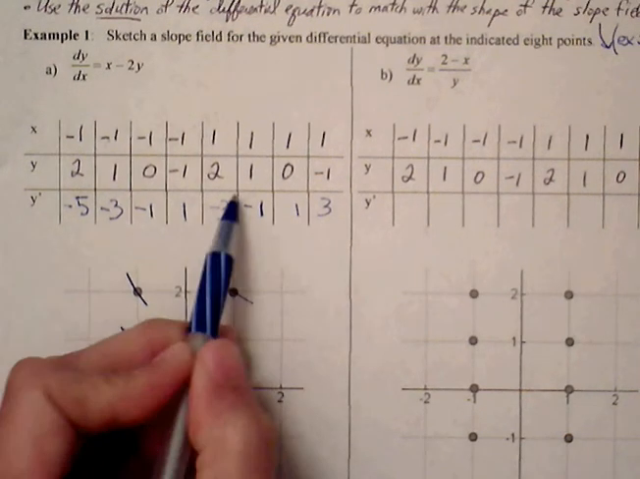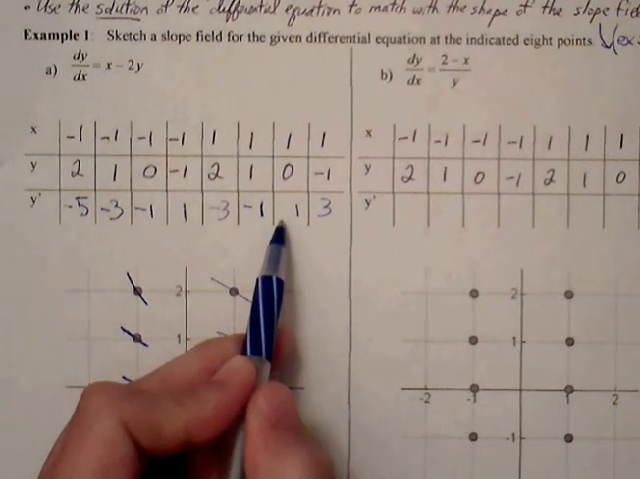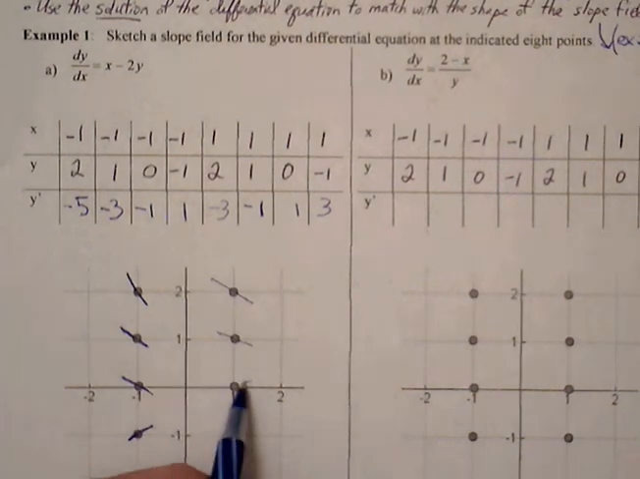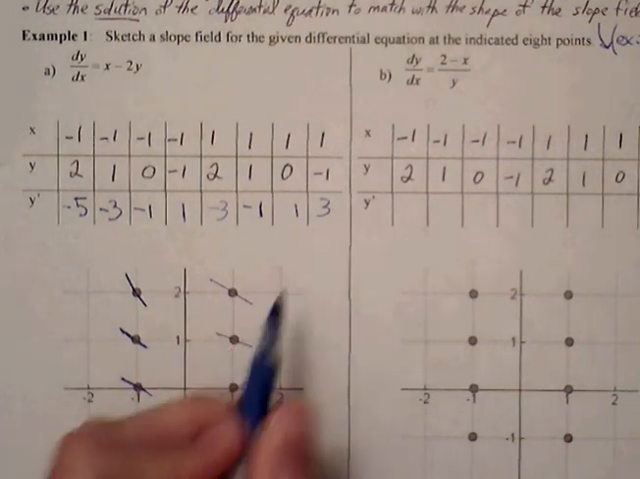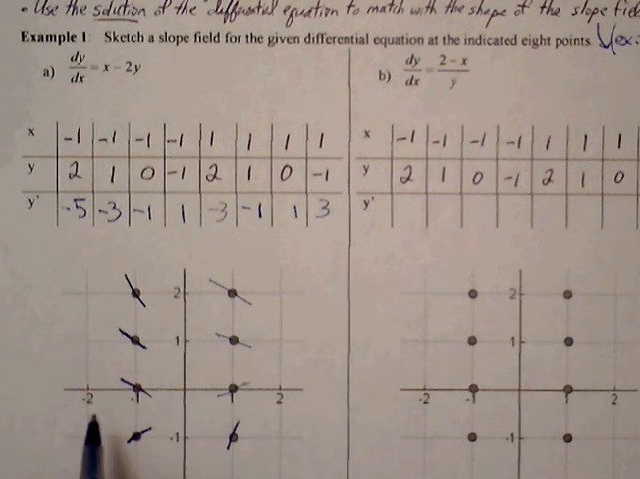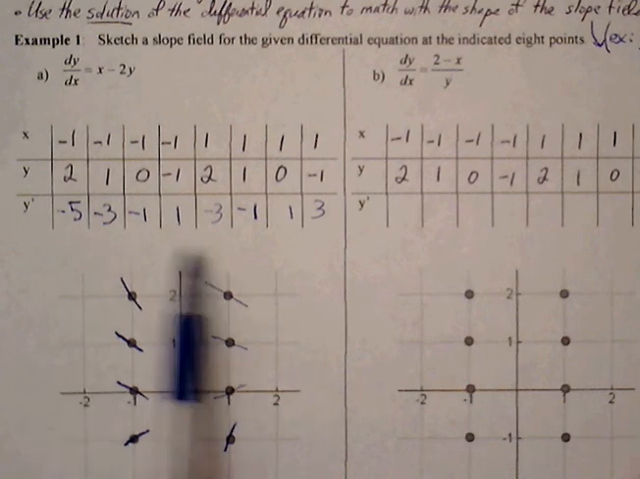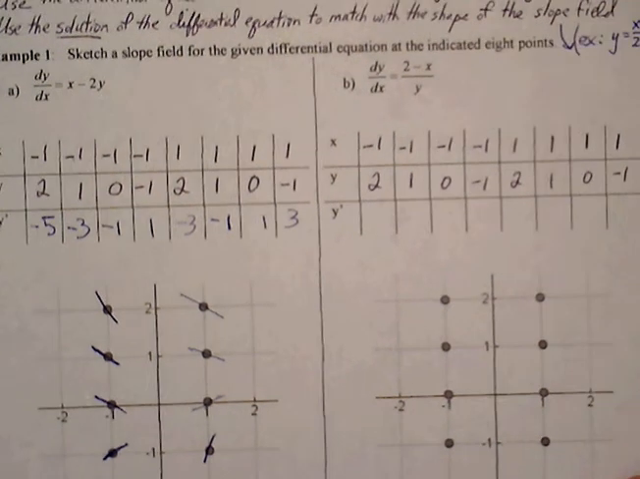At 1, 1, we'll have a negative slope of negative 1. At 1, 0, a positive slope of 1. And at 1, negative 1, we'll have a positive slope of 3. So we're just making rough sketches based off of the slope that we find.